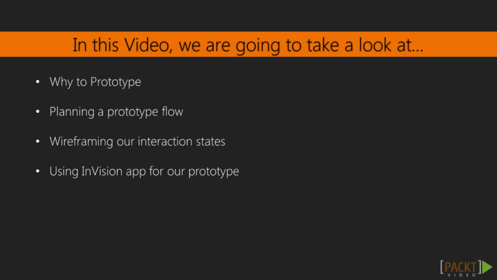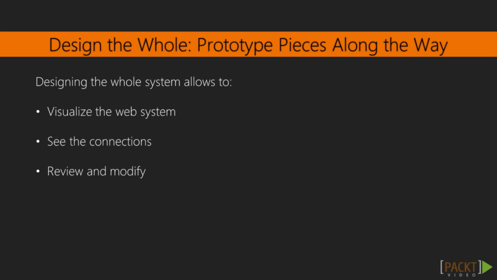In this video, we'll be defining why to prototype, plan our clickable prototype flow, build out some interaction states, and create a prototype using the InVision app prototyping software. So let's get going. Designing the whole system allows us as user experience designers to visualize and see the connections for the experience we are crafting. Now we will take the system and put the action through a prototype. In this first video, we will connect our wireframes into a clickable prototype.